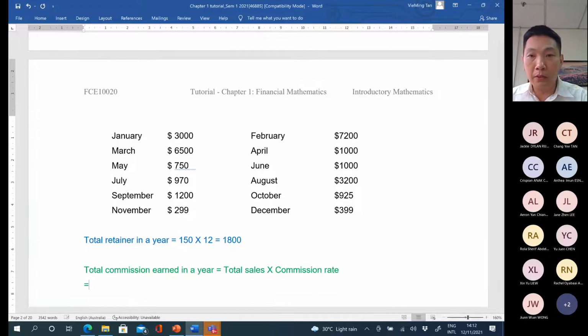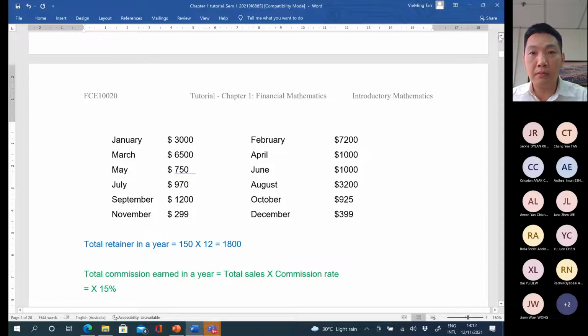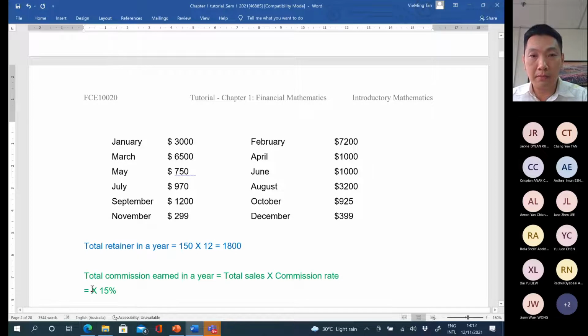Okay, so we know that the commission rate is easy. Commission rate is 15%, right? So multiplying 15% is easy. So now the problem is total sales. We don't have the exact figure. Commission rate is already given, 15%. So total sales, how to calculate the total sales value? Anybody? Total sales, how to get the total sales value?